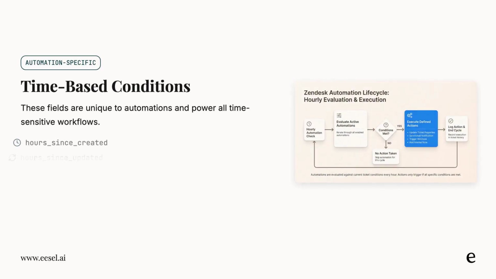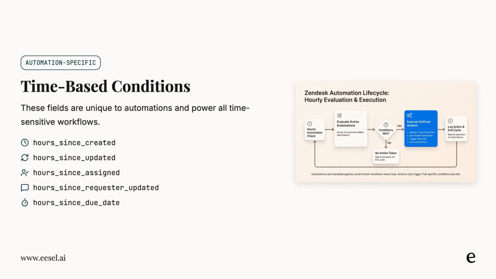What makes automations special are these time-based condition fields. You can track hours since creation, last update, assignment, requester response, and even due dates. These are exclusive to automations and power every time-sensitive workflow you'll build.